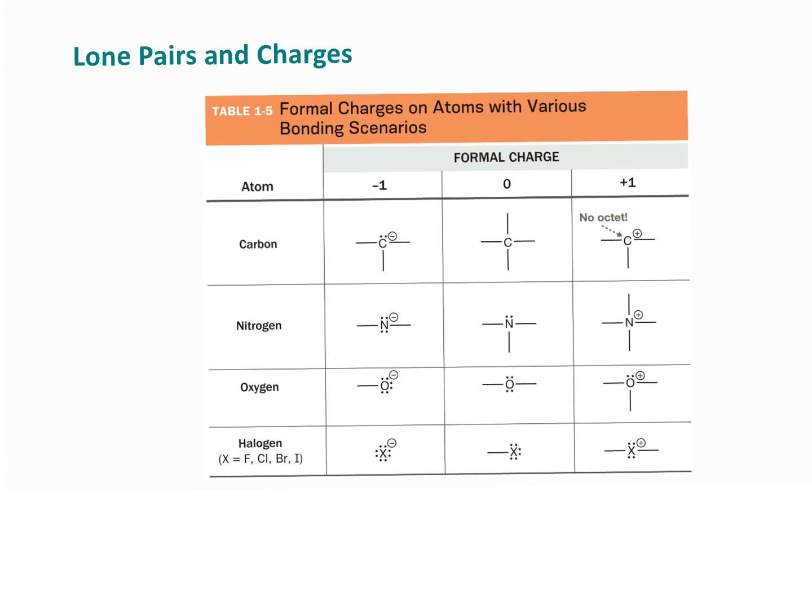This is Table 1.5 from your book, and it illustrates formal charges in a lot of different bonding arrangements. I want you to notice that the atoms have octets in all scenarios that are shown, with the exception of carbon, where it says no octet. So look at this. If you have a carbon with a negative charge, it's got 3 bonds and 1 lone pair. No charge, it has 4 bonds. If it just has 3 bonds, it's got a positive charge and no octet. And that's the only example there.